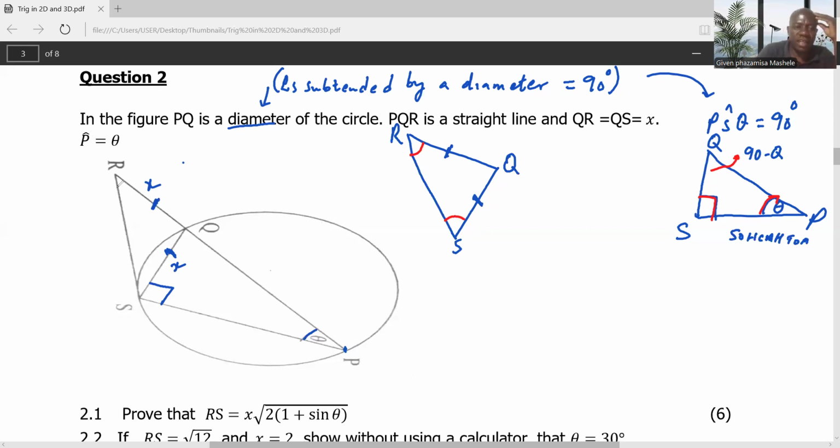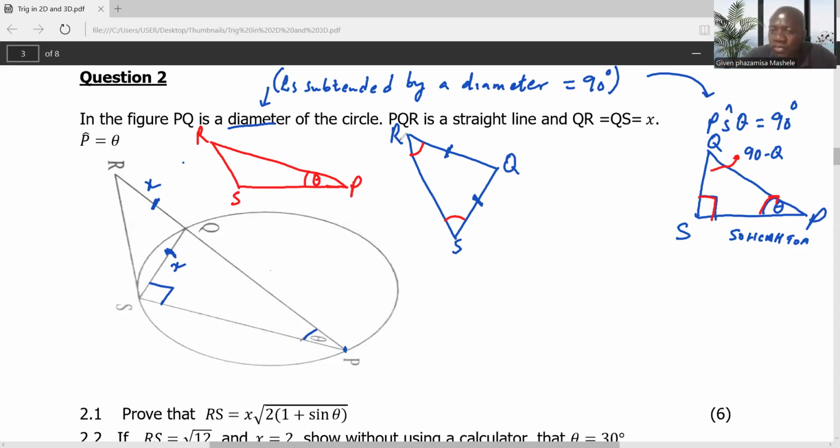And what is the last triangle? The last triangle, I think, is the bigger one, but I don't think we'll be using this. Okay, it's R S P. P is the one which we know is theta. The rest we do not know. Okay, fine. I think that one we can leave for now.